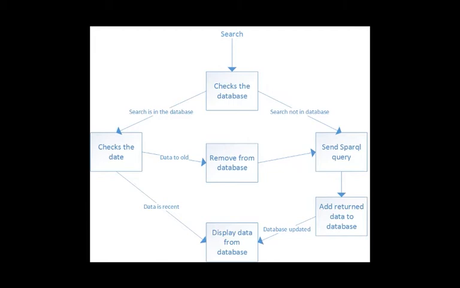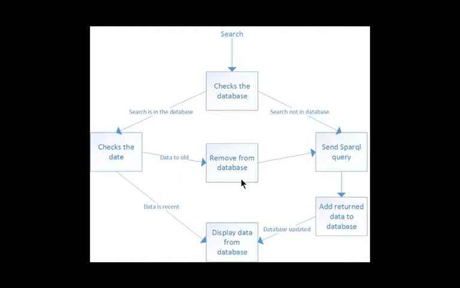So here is a diagram showing how the search is processed throughout my web application. Once the search is initiated, it checks whether it's in my local database. If it's not, then it sends a SPARQL query to DBpedia to gather more information. From the returned information, it's then processed and added to the database, and then displayed for the user. If the search is already in the database, it then checks whether it's up to date.